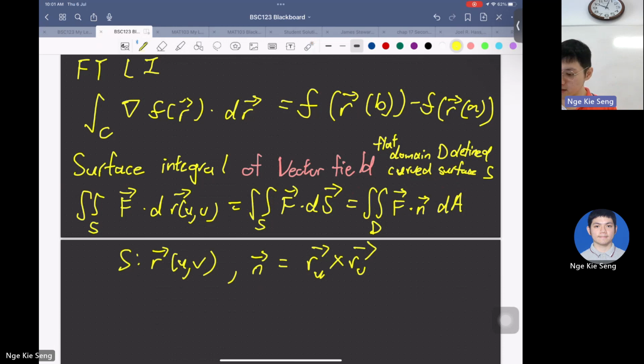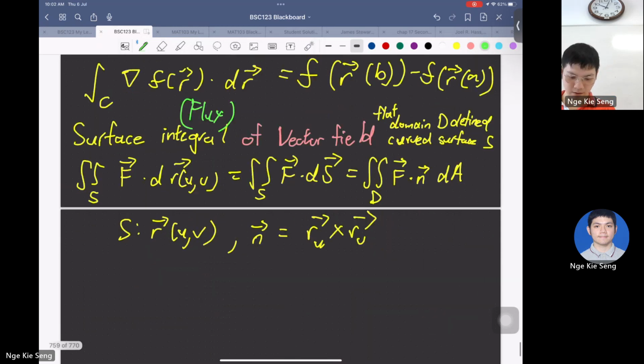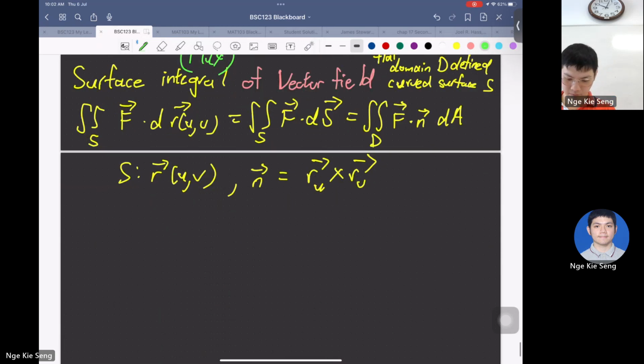So this surface integral here we call flux, right? If you see flux, then this is the surface integral. If you see work done, it is the line integral of vector field. So you have Stoke's theorem. Stoke's theorem very important and divergence theorem very important.